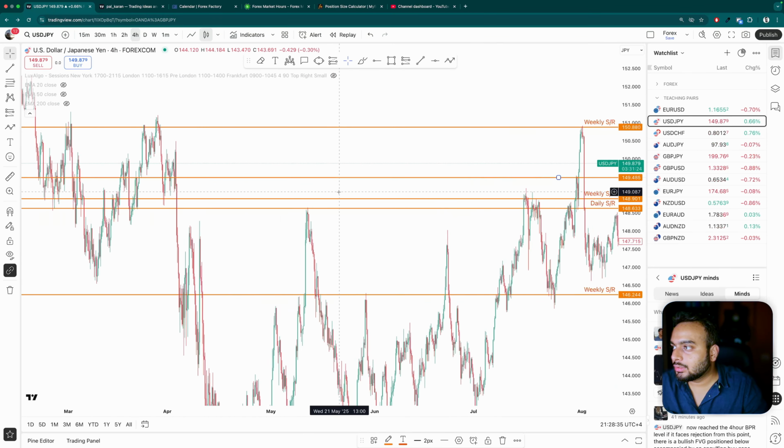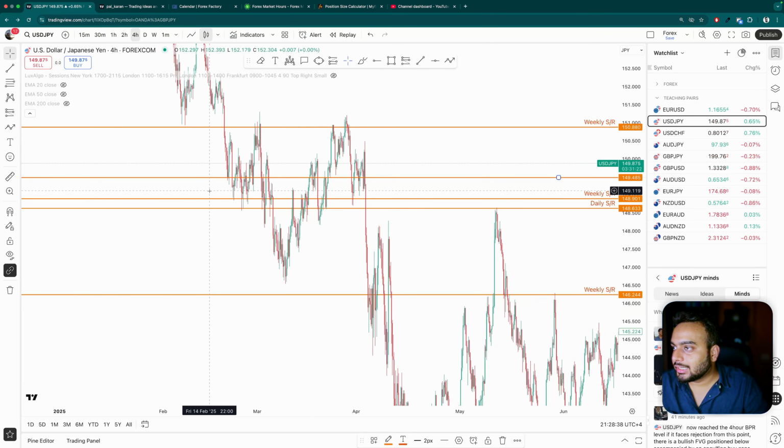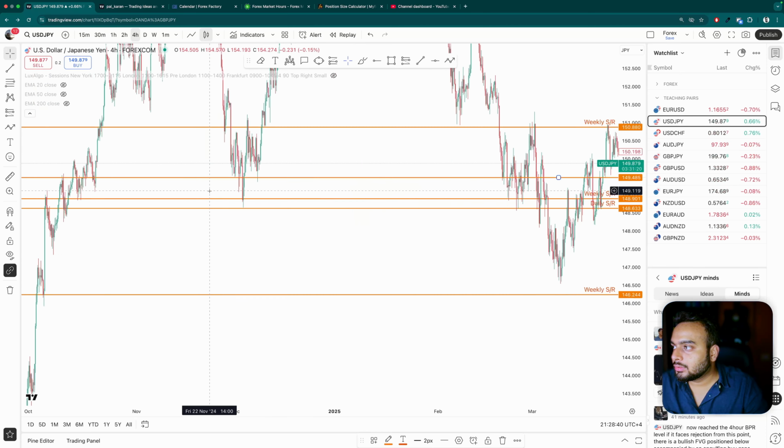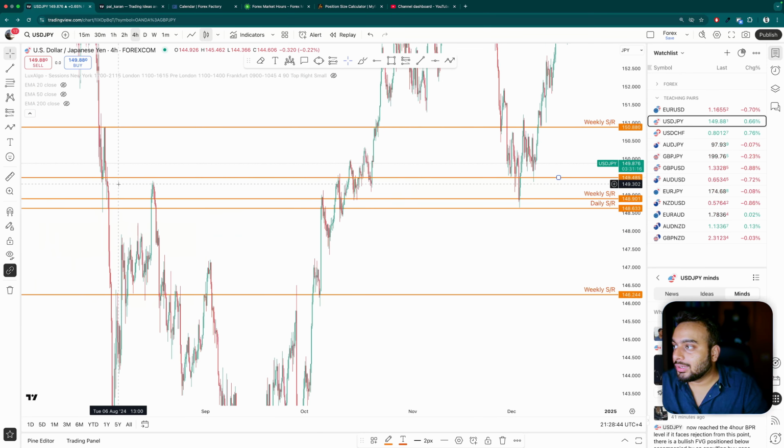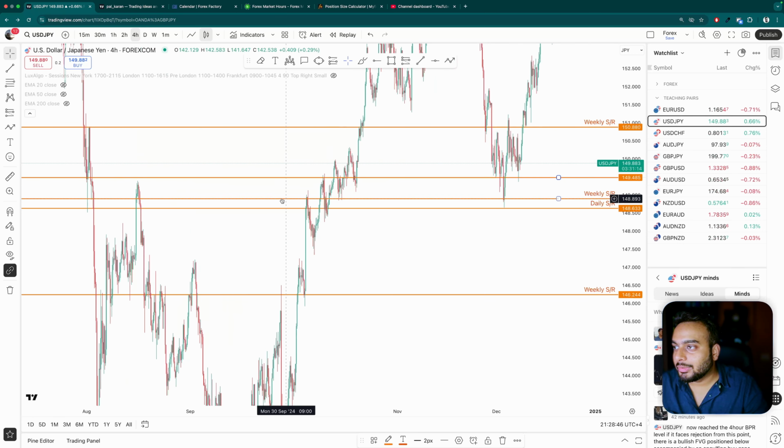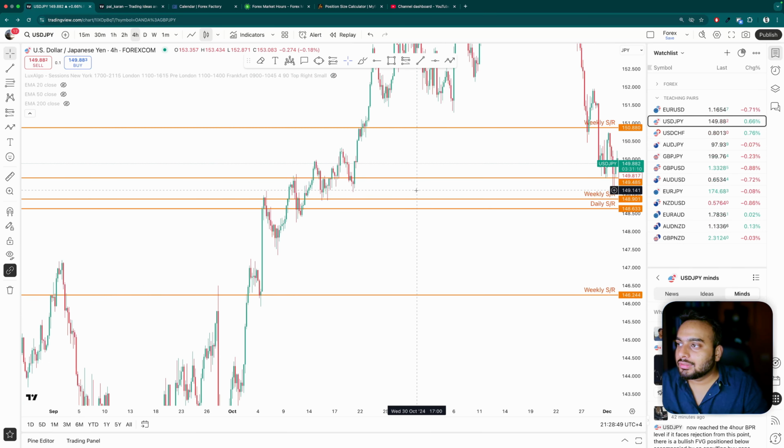One, two rejected exactly from here. Three rejected exactly from here. So I hope you are able to understand this. What I'm doing, I'm giving you a simple way of reading the market. You can see this line has been used to retest and then move up, and finally it retested again, but the stop loss isn't hit. That's what we want.